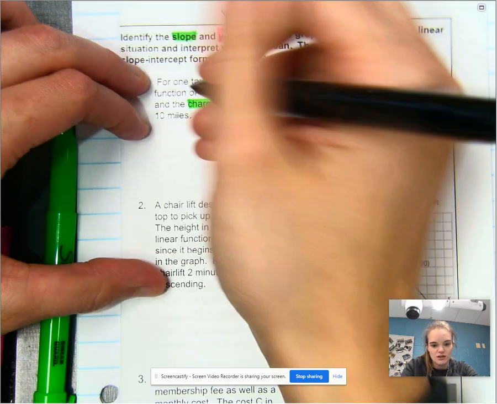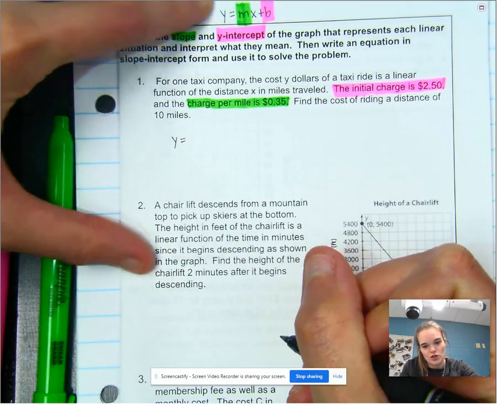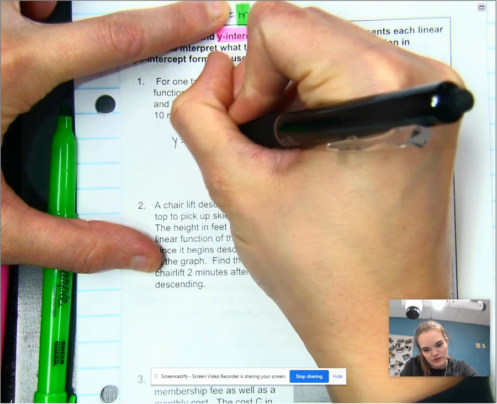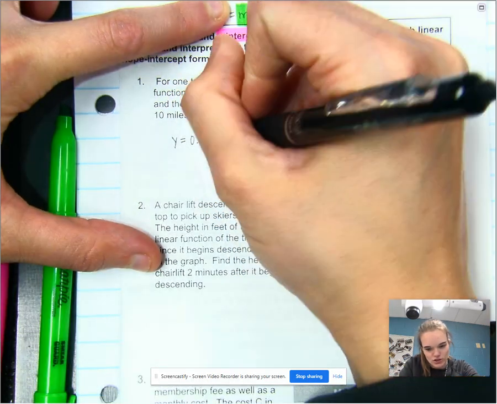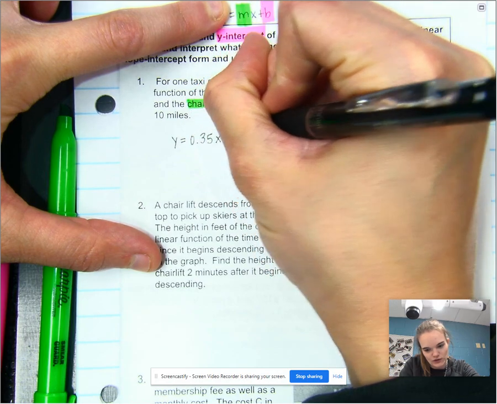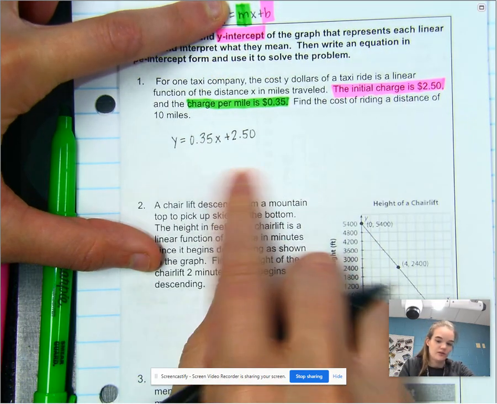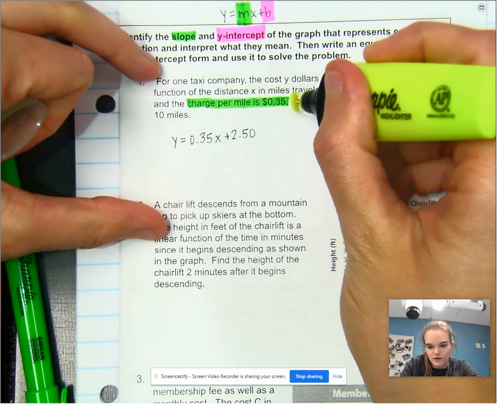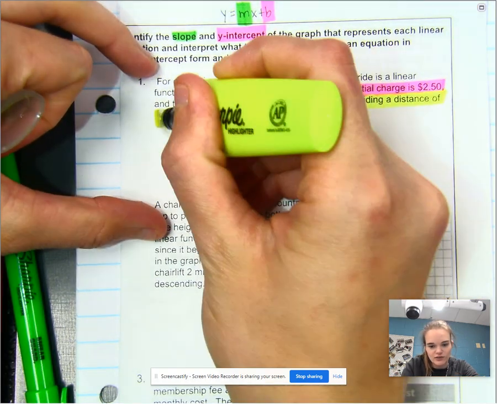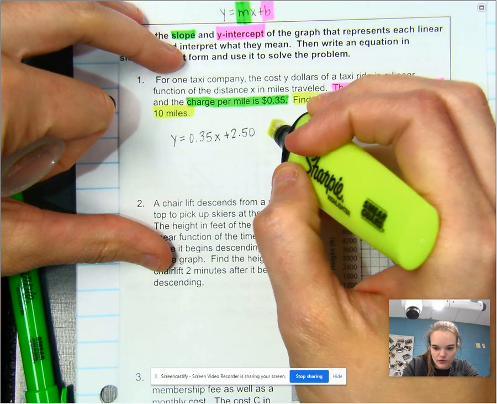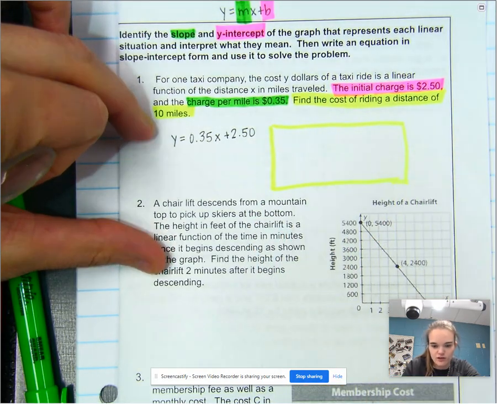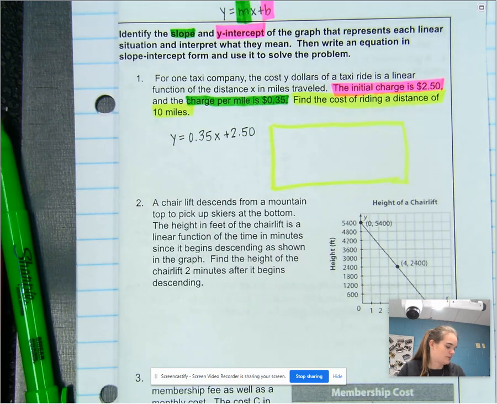So the equation is y equals, the slope is 0.35. Then we put an x. Okay, and the initial charge is $2.50, and it's positive $2.50. So there are our pieces here. That's the first part of this. The second part is to answer the question. The question says, find the total cost of riding a distance of 10 miles. I'm going to do this over here so you don't get them confused. This was the equation. This is solving or finding a solution.